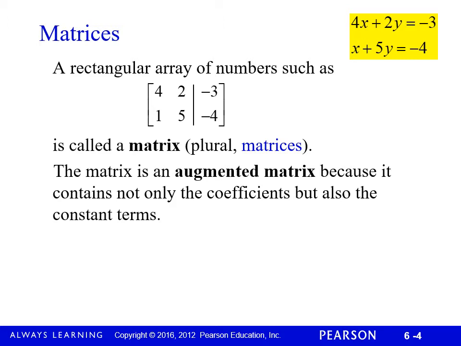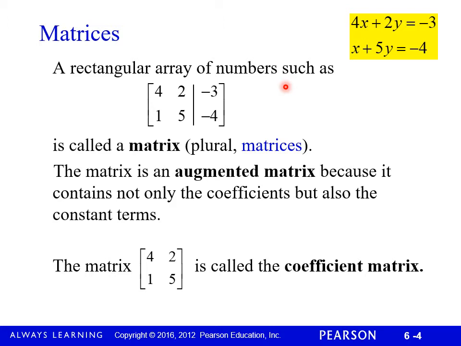The matrix is an augmented matrix because it contains not only the coefficients of the variables, the multipliers in front of the variables, which you see on the left side of the line, but also the constant terms on the right side of the equation, the right side of the straight line. And you can think of this straight line in the augmented matrix as an equal sign.